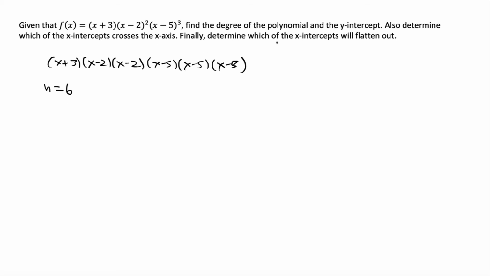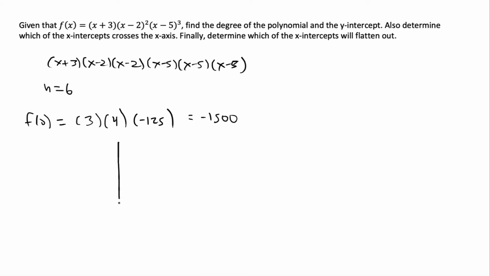All right, we can find the y-intercept later, but let's do it now. How are we going to find the y-intercept? To find the y-intercept, we just plug in 0, right? So we just plug in 0 here, plug in 0 here, and plug in 0 here. So we get 3 times negative 2 squared, which is just 4. And then what do we get in this case? We get negative 5 to the third power, which is negative 125. So if we multiply all these together, we get negative 1500. So that's going to be the y-intercept.